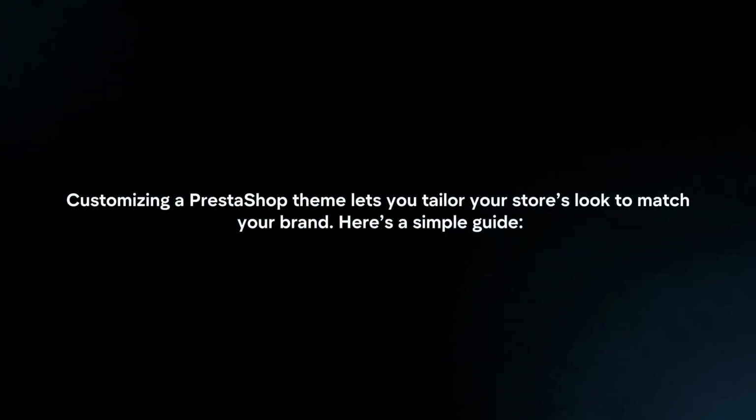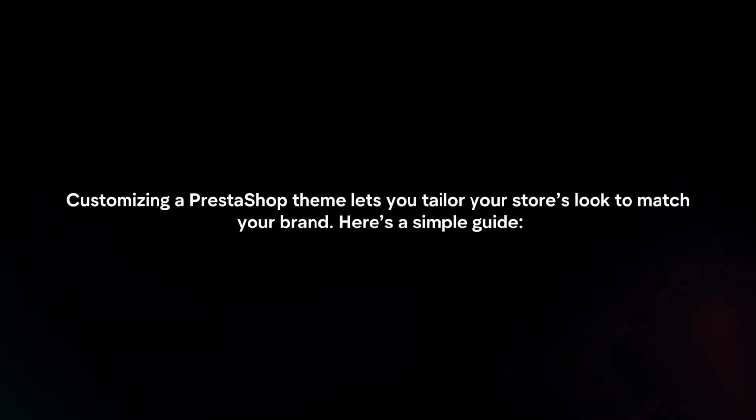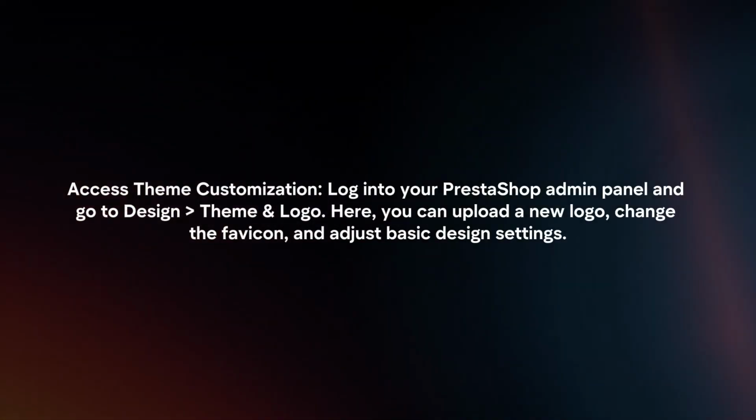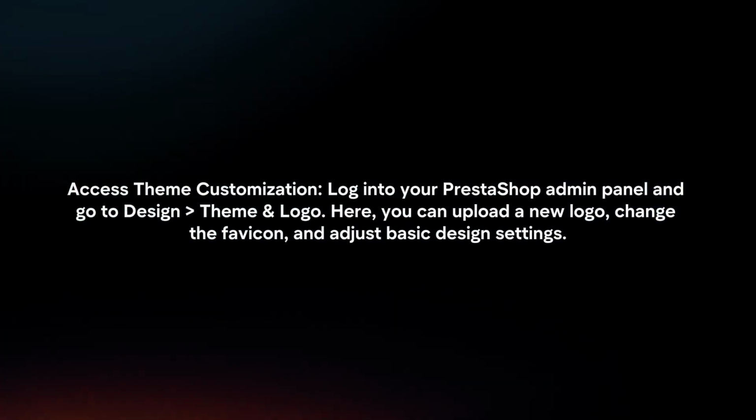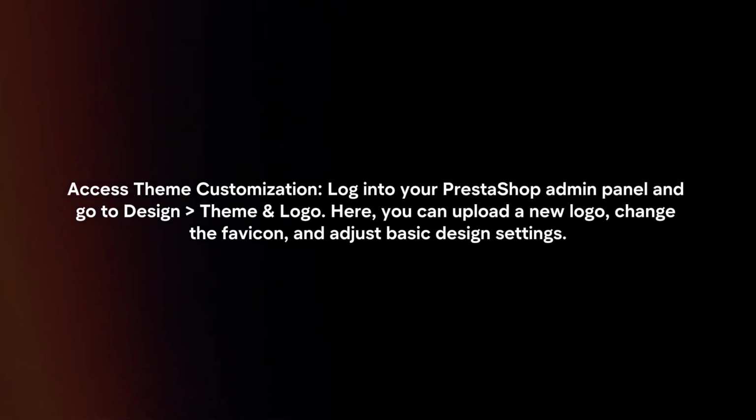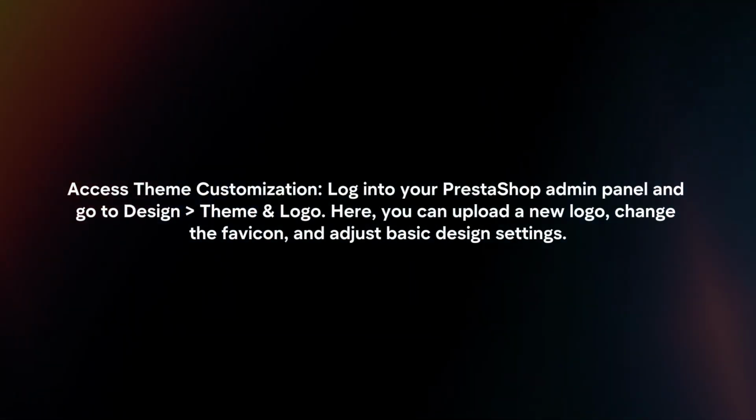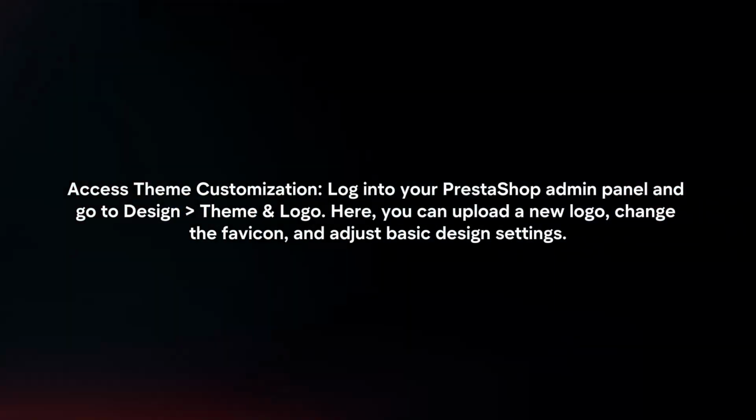Customizing a PrestaShop theme lets you tailor your store's look to match your brand. Here's a simple guide. Access theme customization. Log into your PrestaShop admin panel and go to Design, Theme and Logo. Here you can upload a new logo, change the favicon, and adjust basic design settings.